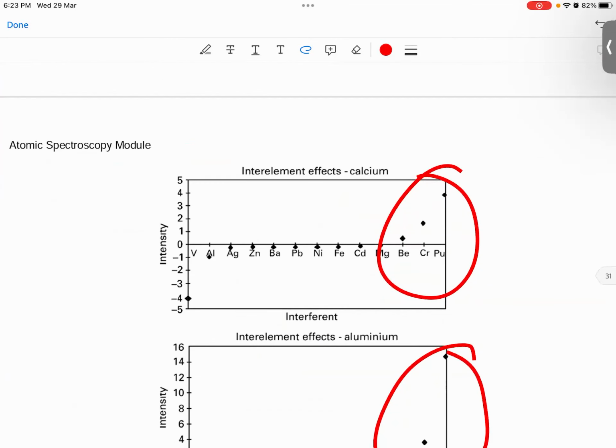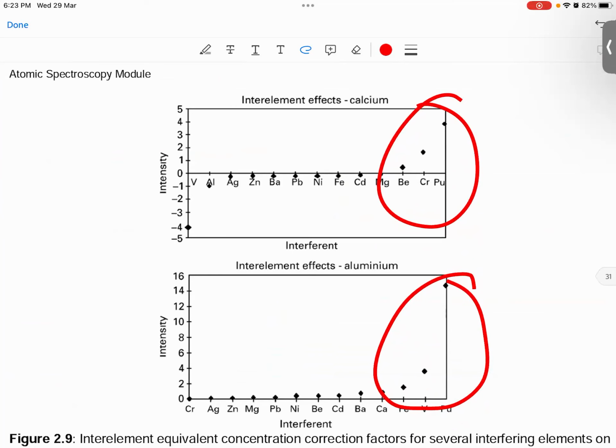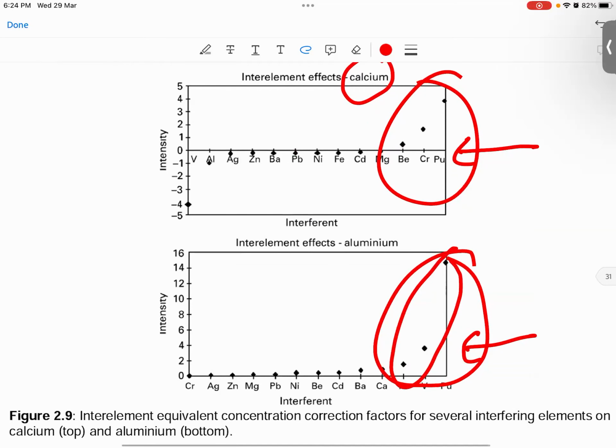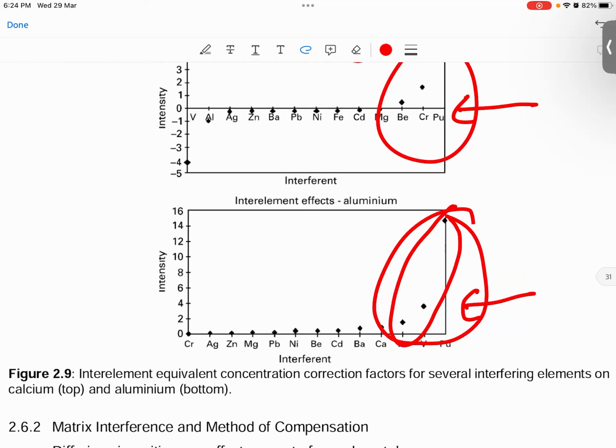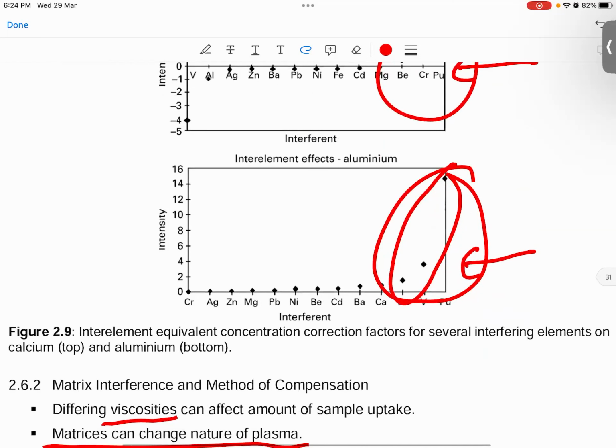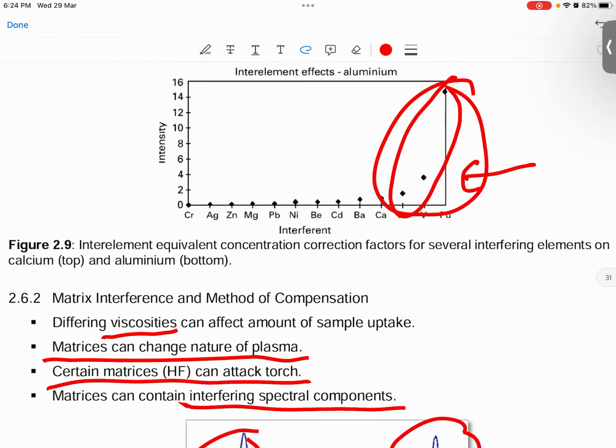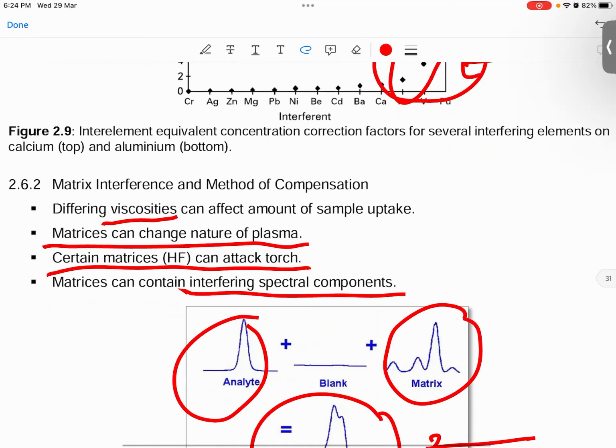So these are possibilities. For example, if you are doing detection for calcium, these are the elements that might interfere in terms of spectral overlap. And this is for aluminium. These three elements might interfere, but as I mentioned, the new manufacturers now have set up good software so that you don't have to think about the problem of spectral overlap. The rest are similar, just like AAS.